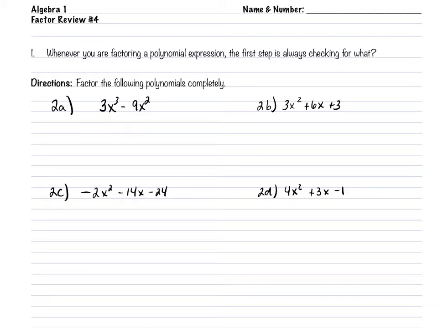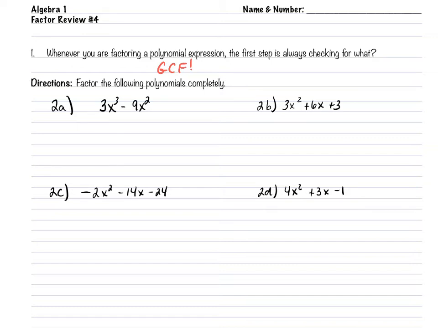So here's the answer key for the mini factoring review number 4. Starting with question number 1, whenever we're factoring a polynomial expression, the first thing we always need to check for is the GCF. And that's the only answer for number 1. Which then obviously sets us up to finish the factoring in questions 2A, B, C, and D.